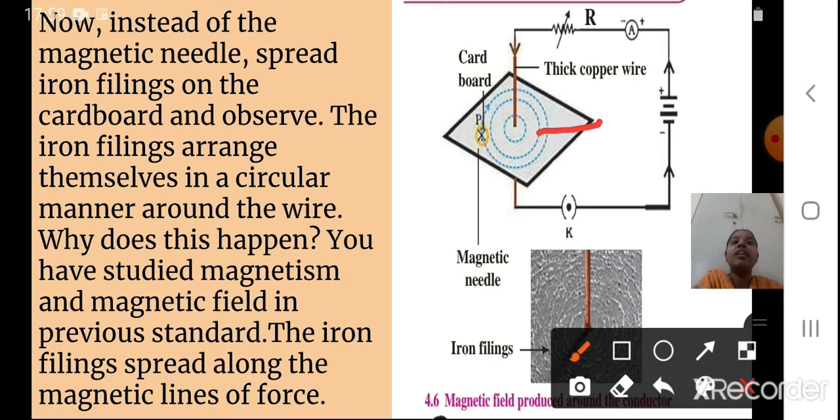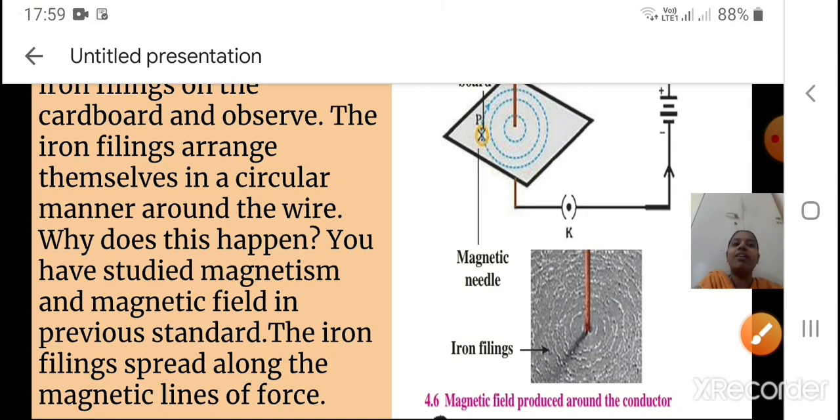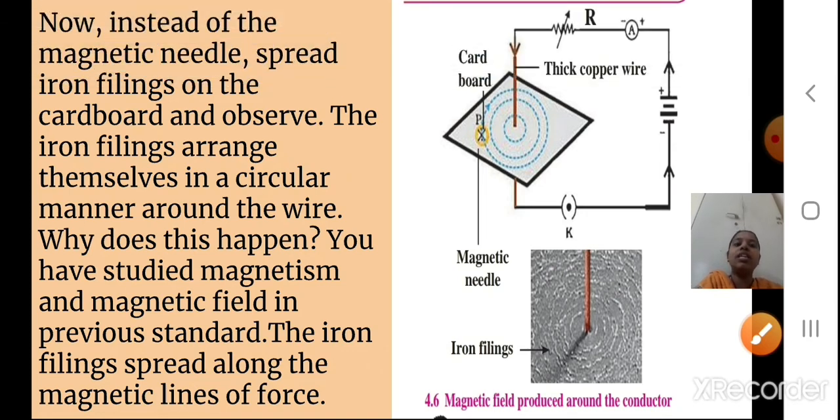Okay, the iron filings arrange themselves in a circular manner around the wire. Can you see this diagram, students? This gray color diagram which is shown to you, they are all iron filings, okay? And on the cardboard, if in between is your conductor, what you can see is that the iron filings are arranging themselves in a circular manner around the wire.